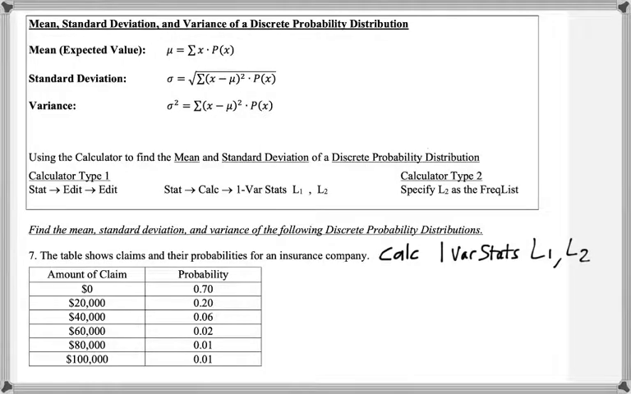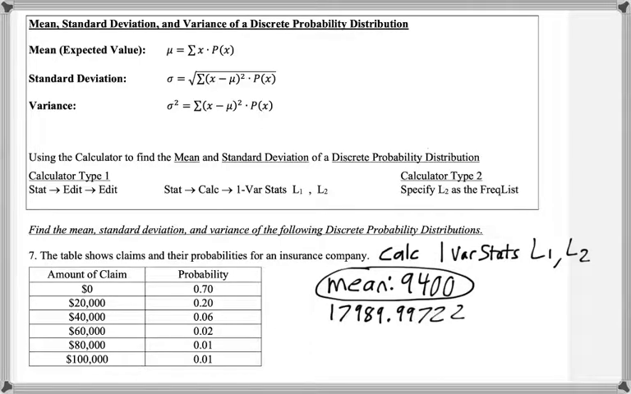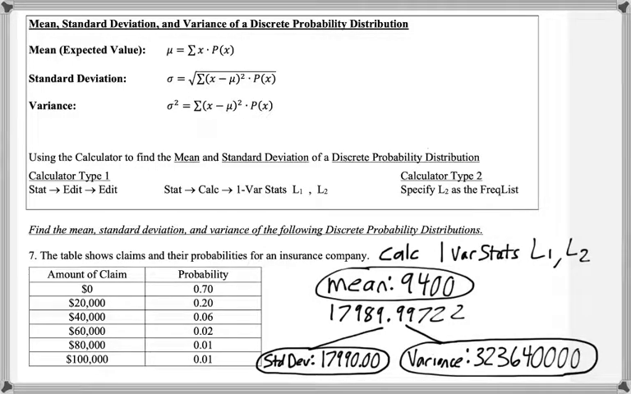So the mean is 9,400. The standard deviation is 17,989.99722. So when I report the standard deviation, I want to round that to 2 decimal places. So 17,990. And I want to square the original when finding the variance. So the variance is going to be that big number.